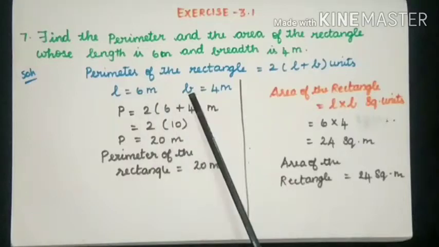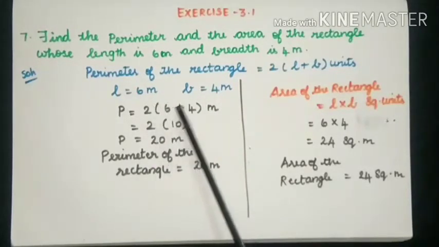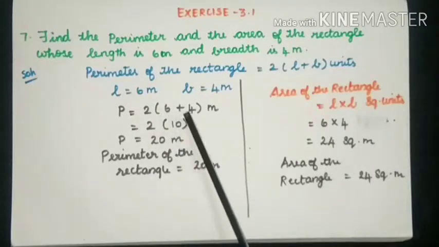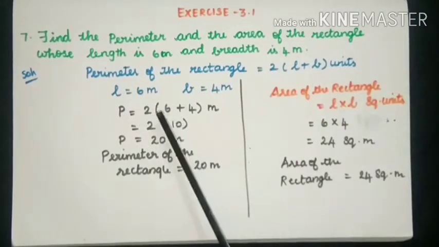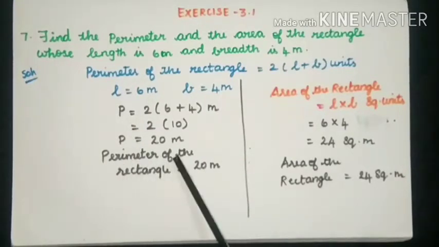Here the length value is 6 meter and the breadth value is 4 meter. 2 into (L plus B), that is 2 into (6 plus 4). 2 into 10, since 6 plus 4 equals 10. 2 into 10 is 20. Therefore, the perimeter of the rectangle is equal to 20 meter.